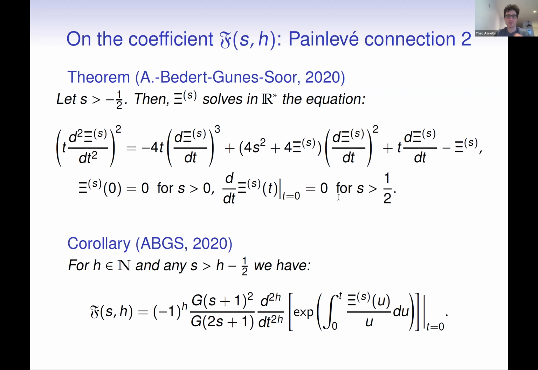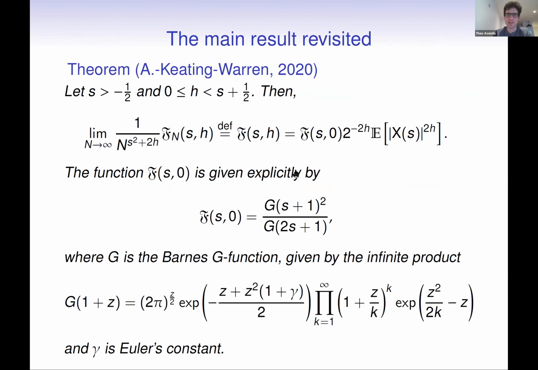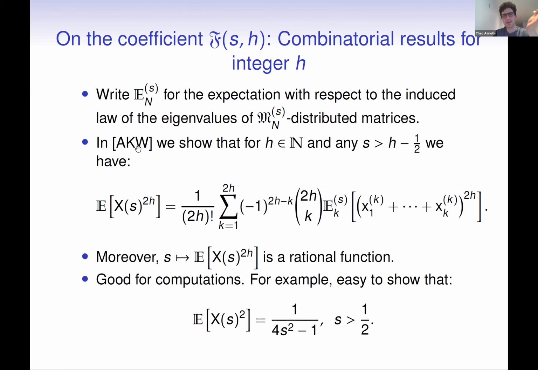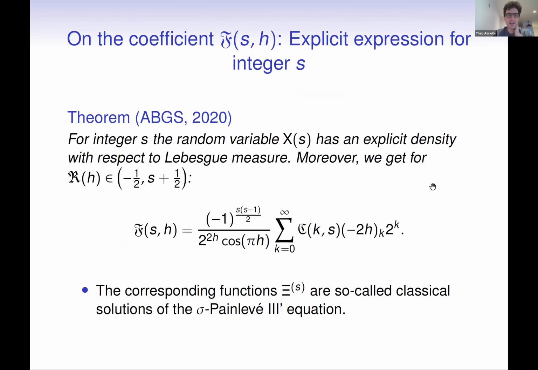Okay, so this was the equation connection. But then the question is, if I want to say something more explicit, is it possible? I'll say something more about that now. As I mentioned earlier, for general S and integer h, there's an explicit formula, which is obtained in this paper by a very different method. And now I'm going to say that for integer s and general h, there's also a very explicit formula.